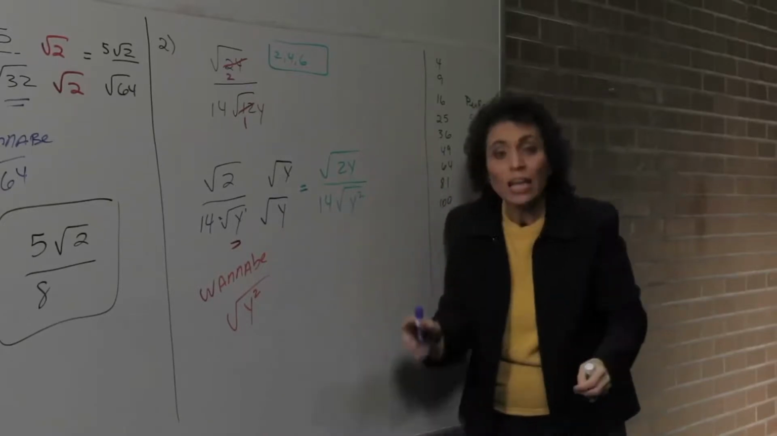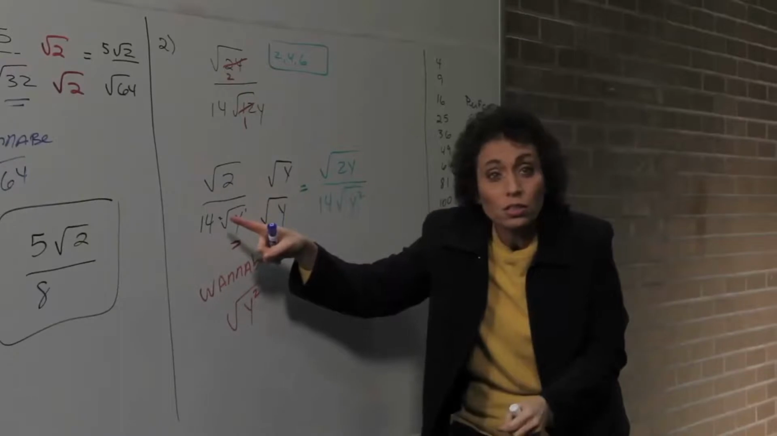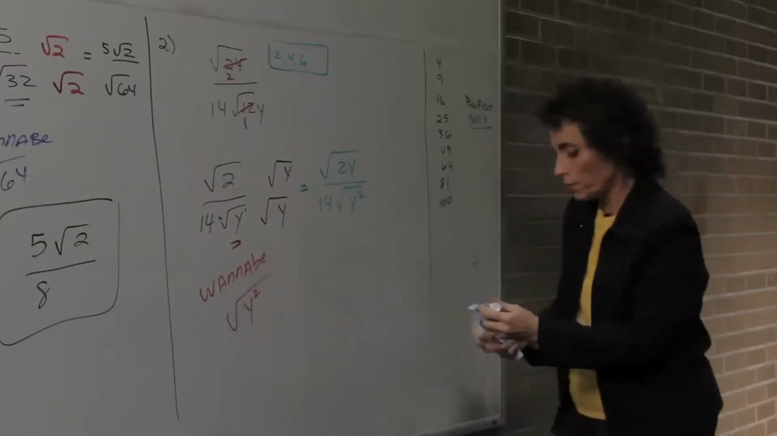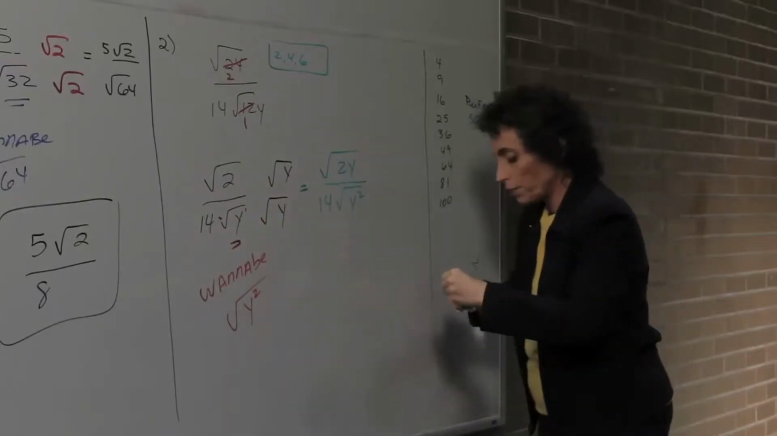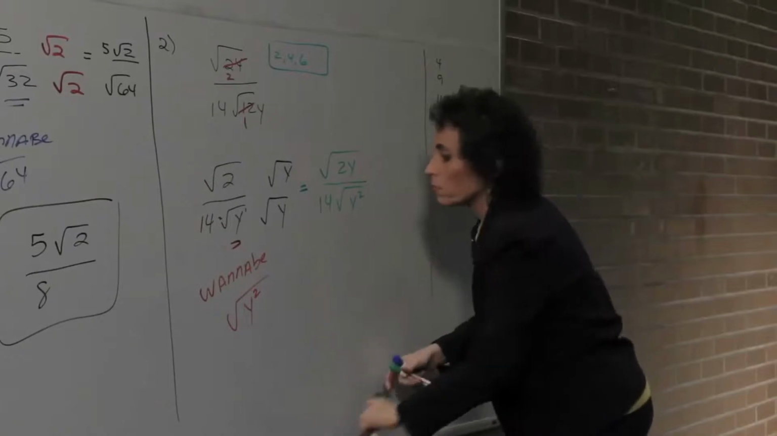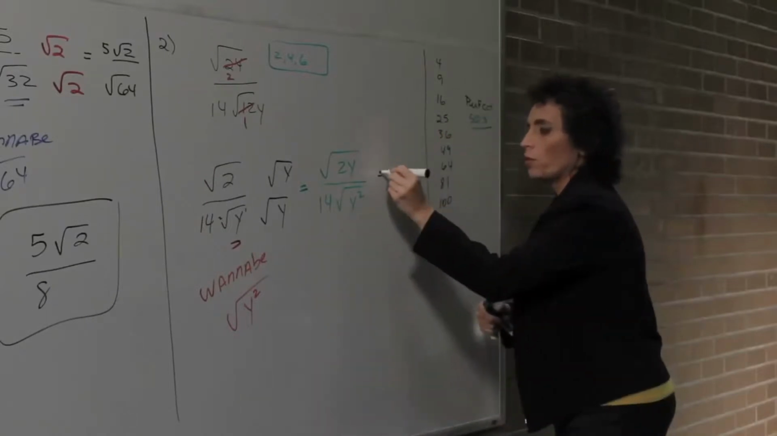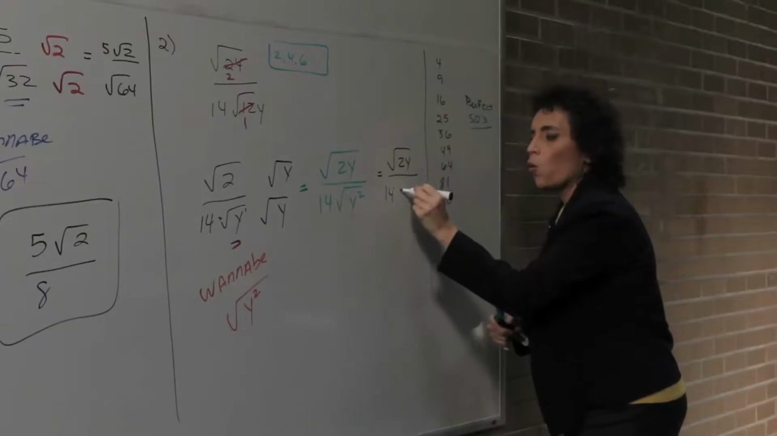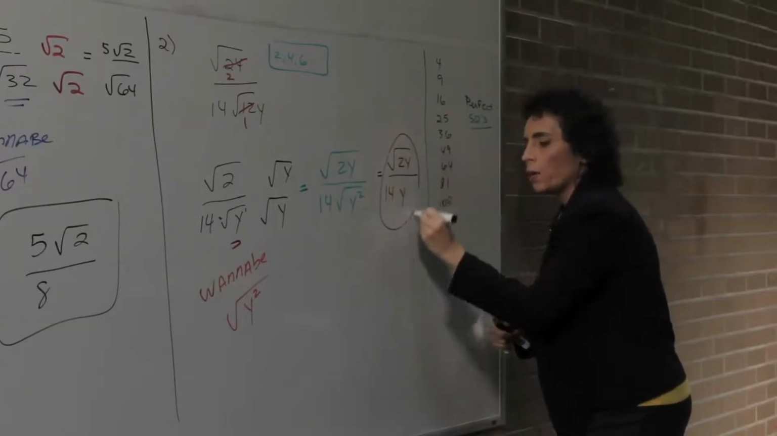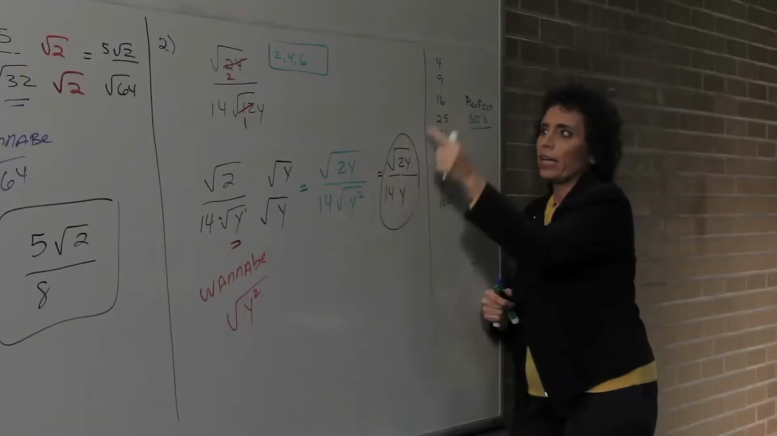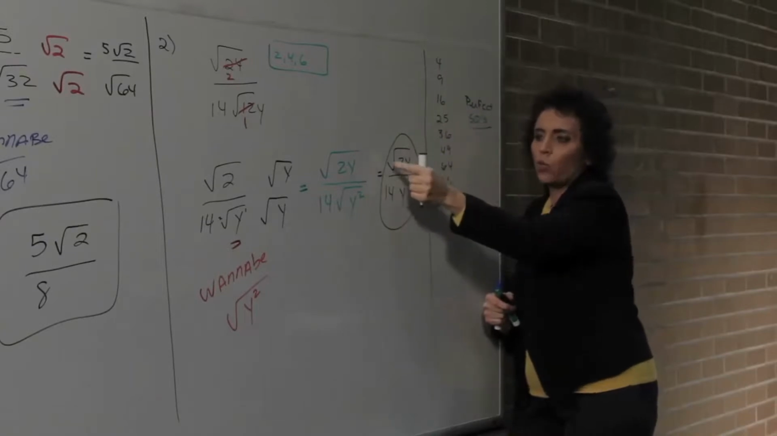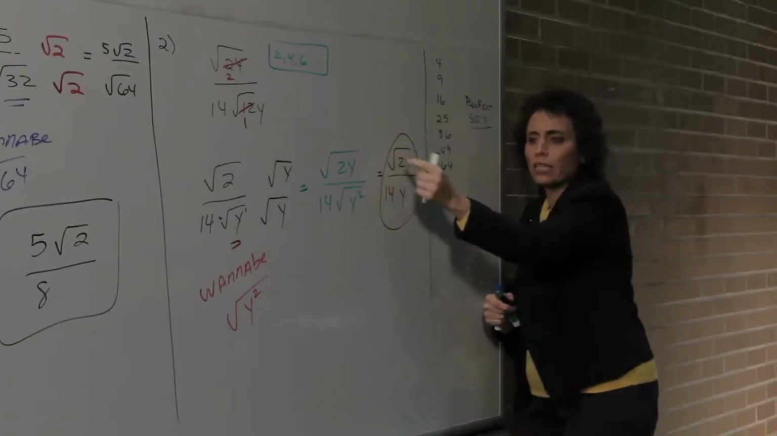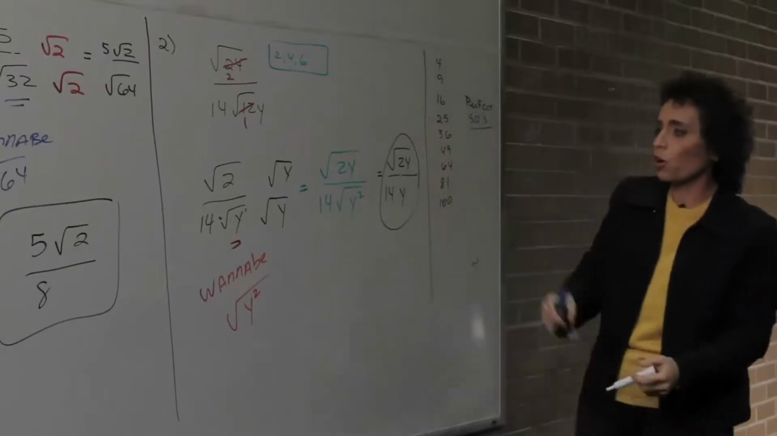Don't reduce. If you reduce, you get back here, because we just built it. Okay, so we have, you ready? Square root of 2y over 14y. And now we're done, because 2y cannot be reduced. We cannot break up 2, okay? And y the first is small in the index. You are done. So those are wannabes.